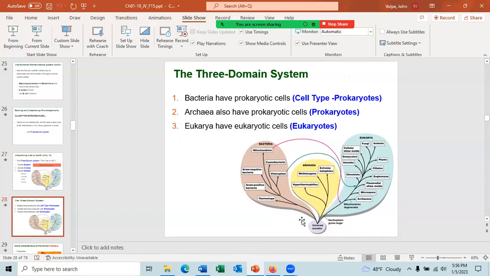All right. When we're talking about the 3-domain system, you should realize that the cells have one of 2 types. Bacteria have cell types prokaryotes, meaning they're prokaryotic cells. The archaea have the same cell type, prokaryotic cells. And then the eukarya have different cell types. And we call that the eukaryotes, or the eukaryotic cell type. Any question about any of that?